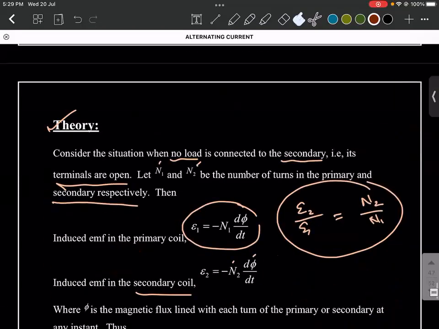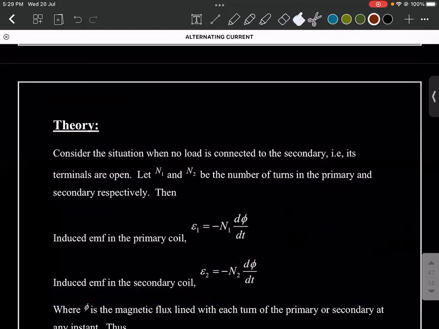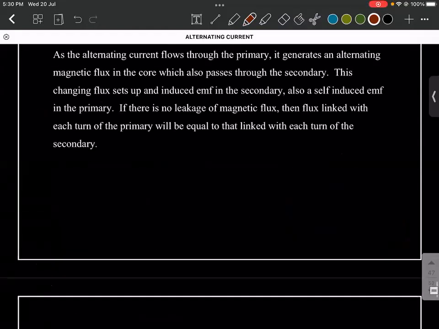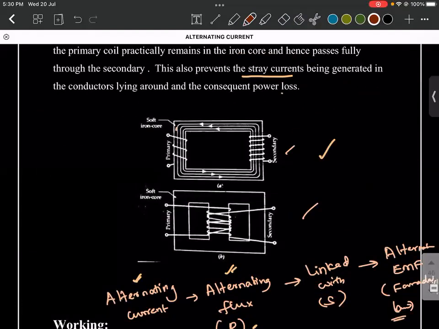Okay. Now we'll see what is the theory that is associated. Since it is theory, there are certain assumptions that are made, which do not happen on a real-time basis. So write down the heading as theory. This is important. But before that, I suggest you draw this diagram.